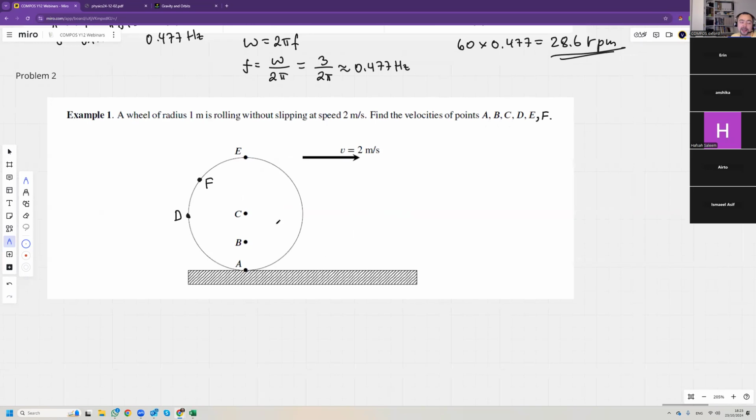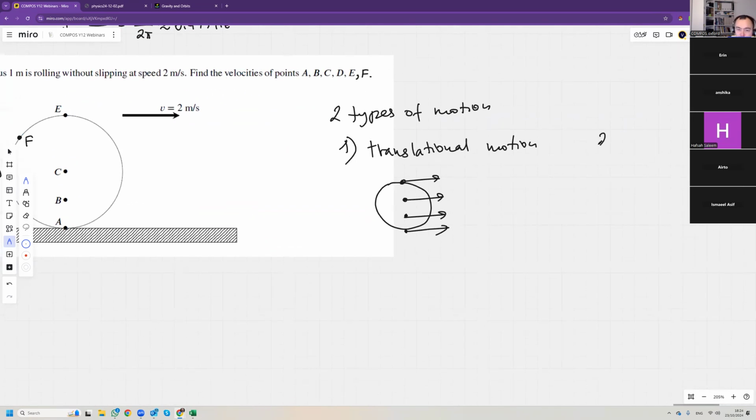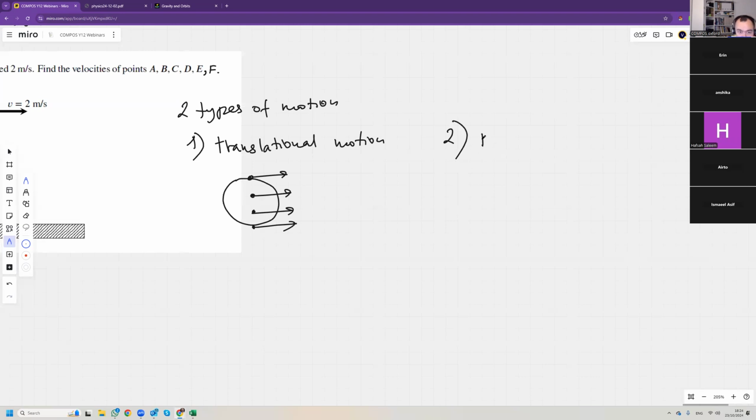Okay. So here we have 2 separate motions. We have the translational motion, so the whole wheel is moving, but also it is rotating. So 2 types of motion. First is the translational motion, and here all parts of the wheel are moving in the same direction. And 2 is a rotational motion.